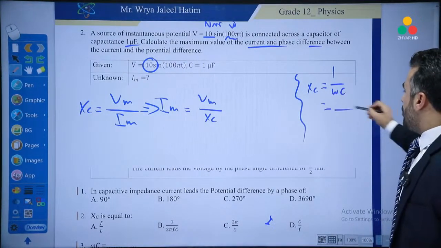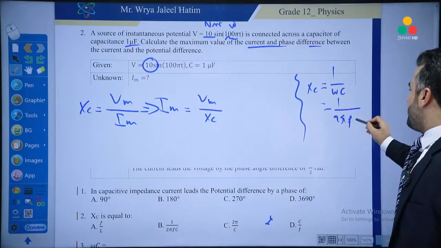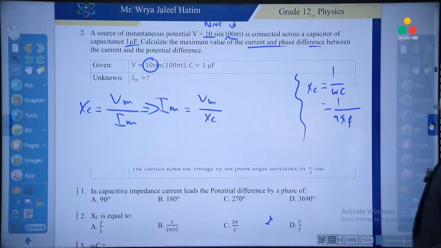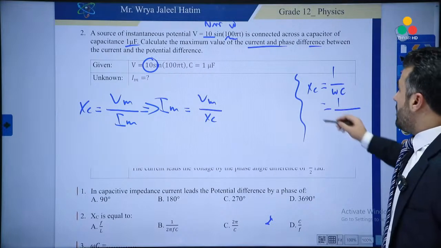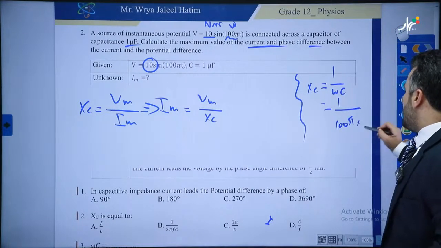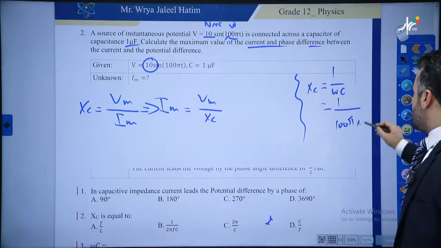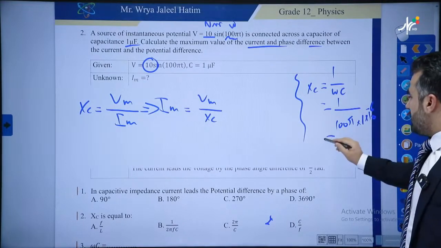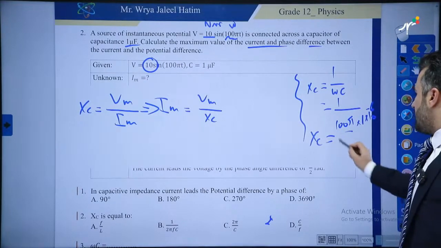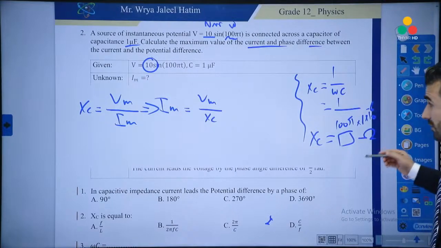Very good. So now 1 over omega C, where omega is equal to 2 pi f. As a matter of fact, we don't have to say 2 pi f because we have omega there. So the omega is basically 100 pi, multiplied by the value of the capacitor, which is basically 1 times 10 to the power negative 6 farad. You find the answer in this. That is basically XC equal to this much, whatever that is, in ohms.